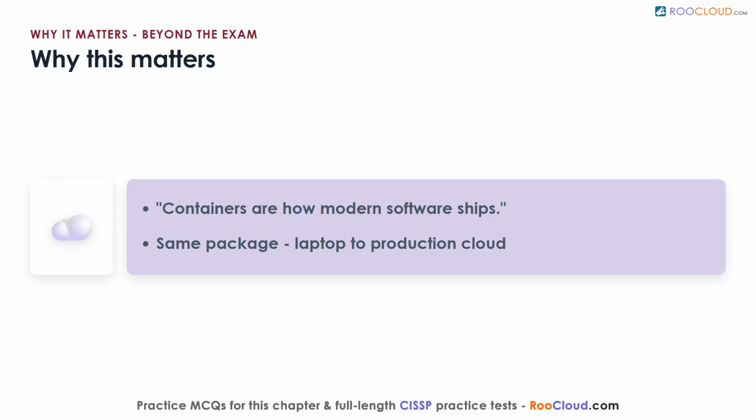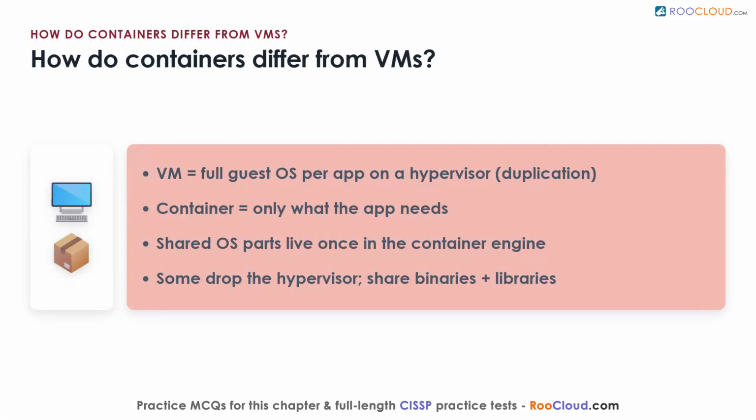So what is containerization, and how does it differ from virtual machines? A traditional virtual machine runs a full guest operating system on top of a hypervisor, and each machine usually carries just one main application. That means the same operating system gets duplicated over and over, which wastes resources.